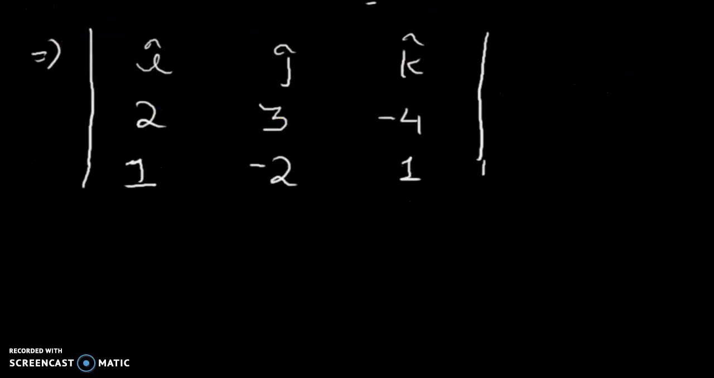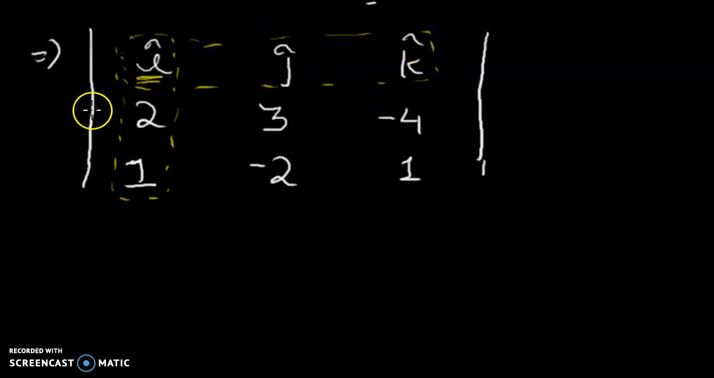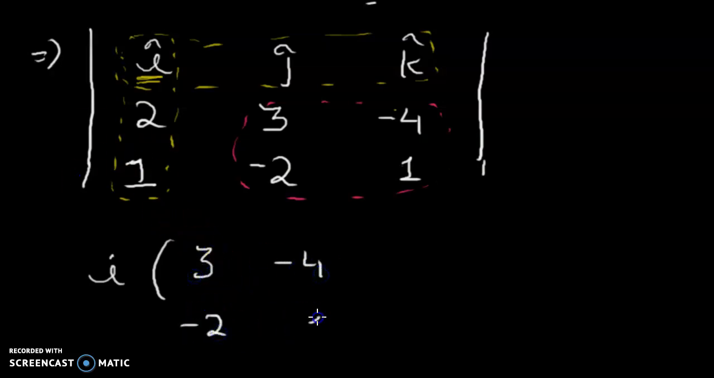What you need to do, go for the first one, and if you're going to the first one, hide this column, hide the column of I. So I'm writing with I. So what's remaining? Remaining is this much part. I'm showing it with the red. So write it down: 3 minus 4 minus 2 1. Okay, I'm giving it these with the modulus, and for the second one negative would come.